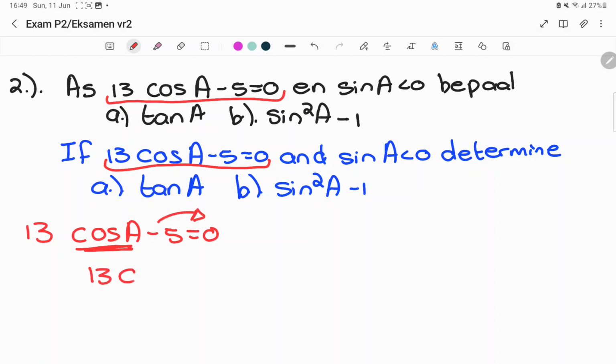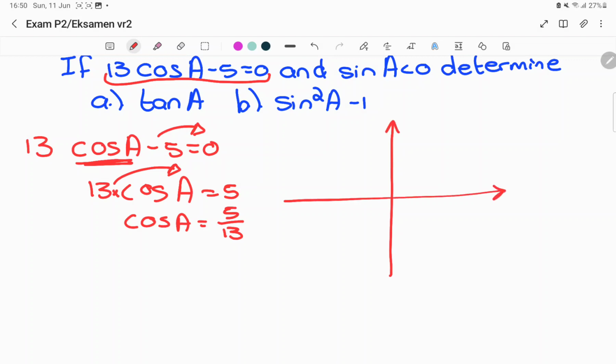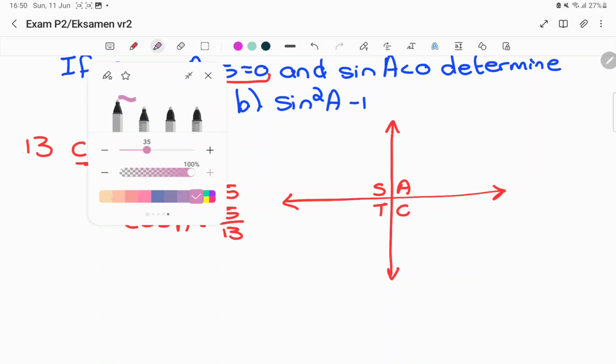So it becomes 13 cos A equals 5. Then I'm taking over my 13, so my 13 is multiplying on this side, so if I take it over, it becomes 5 divided by 13. Now if I go and draw my Cartesian plane, because that's what we actually want to do, we want to determine where this sketch is. I know this is CAST, so it will be C-A-S-T.